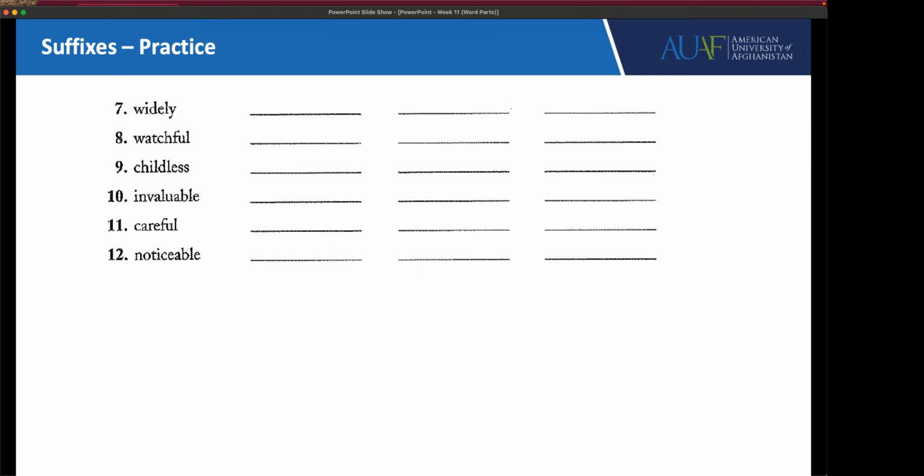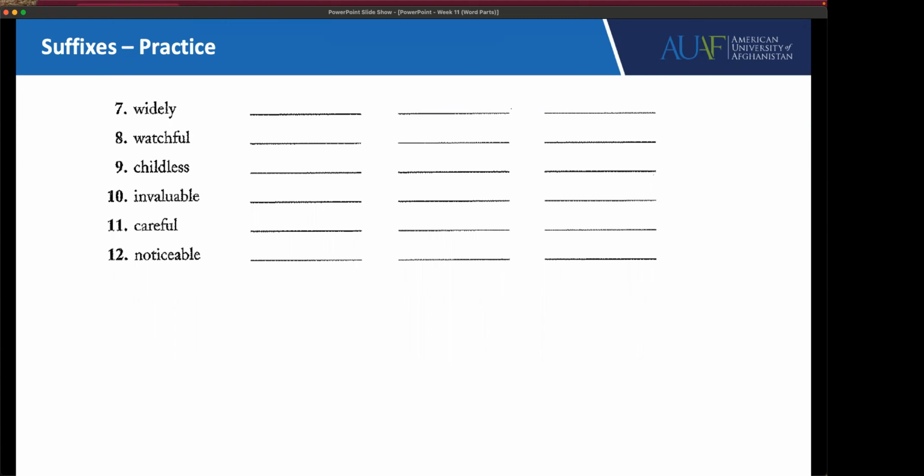Anybody else want to speak? I know Safa does, but Rizwana? May I say number 10? Humaira, go ahead. Number 10, invaluable is an adjective. The root is value, which is a verb. It can be a noun or a verb, depending. This is a good value. That's a noun. I value you. That's a verb. It can be either way.